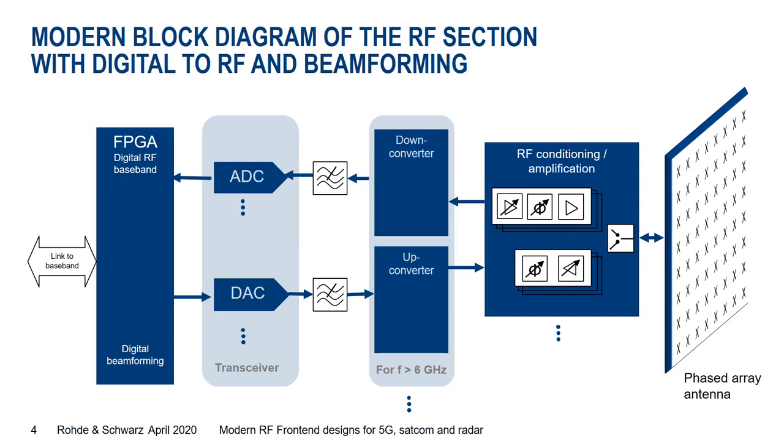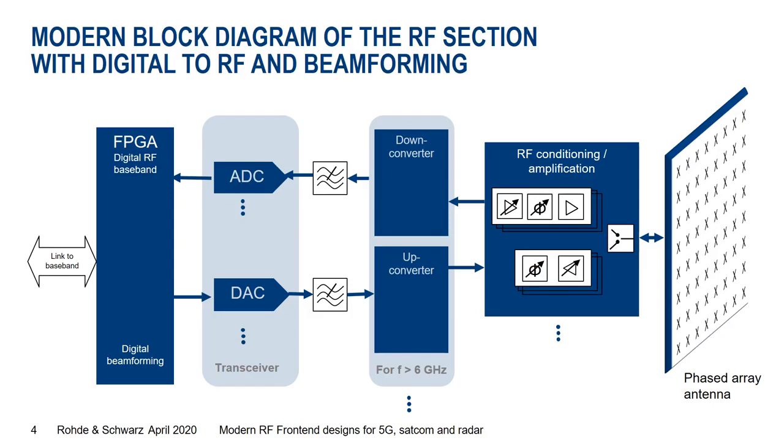For frequencies above 6 GHz, we still are using some up-down converters. The 6 GHz is like a rule of thumb, so to say. Below 6 GHz, data converters are fast enough so that they can do it directly. Above, around about 6 GHz, we are still using up and down converters.